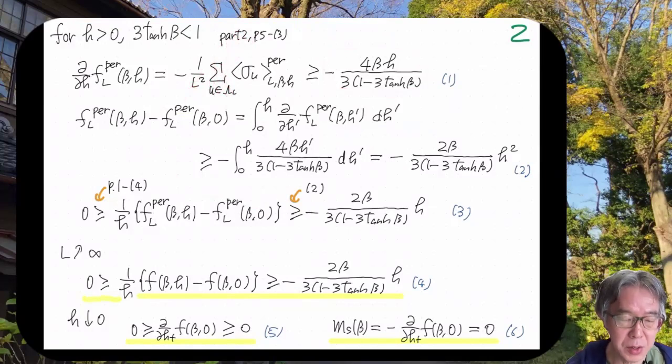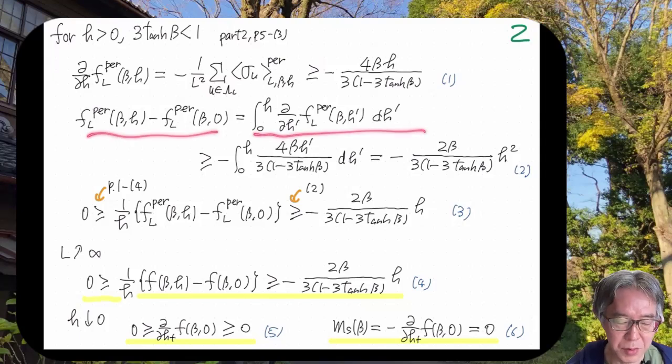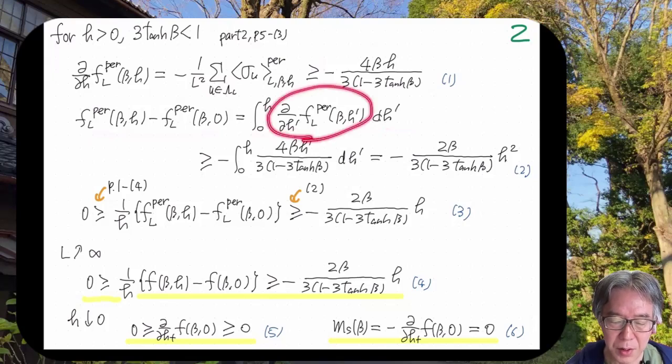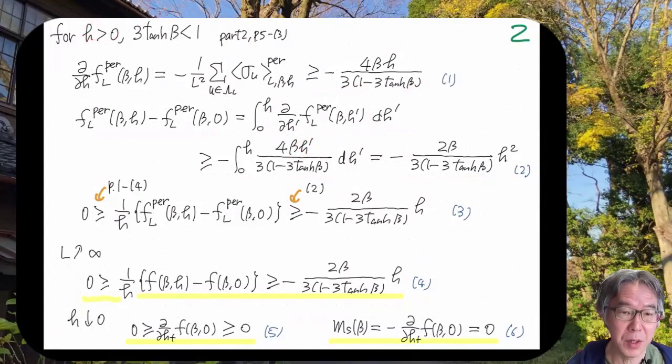Okay, now with this, consider the same quantity as before, this difference, and this is written in this way. You differentiate and integrate. Now for this derivative, you can use this lower bound, so it's lower bounded like this, and then you can easily integrate this to get this. Since h is strictly positive, you can divide this thing by h to get, first of all, that it's less than or equal to 0 because of this.